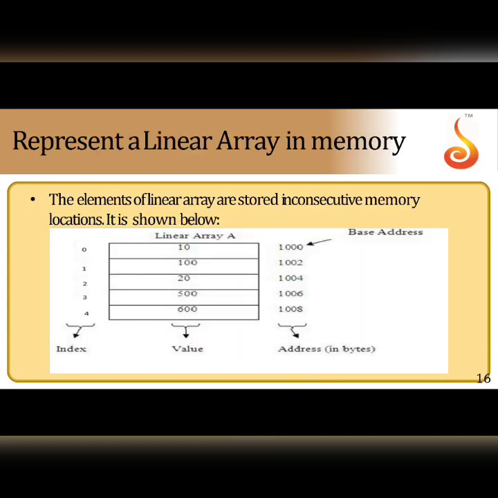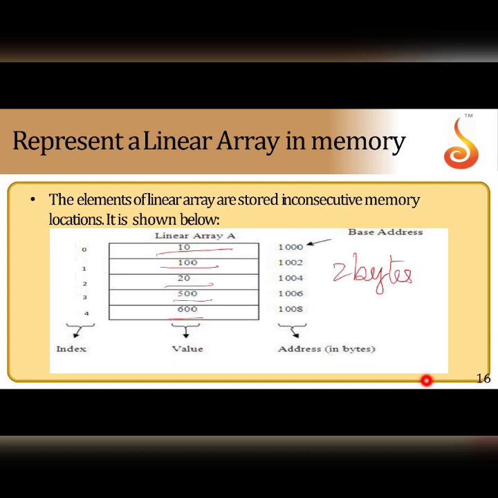So this is how a linear array is represented in memory. Which array is this? This is an integer array. How do I know that? By seeing the elements stored in the array. All these are integers. So since it is an integer array, each element is allocated 2 bytes of memory.